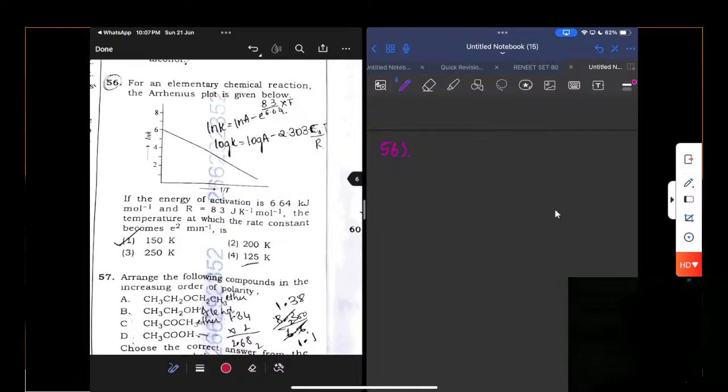Yes, I hope the screen is visible now. Is the screen visible?